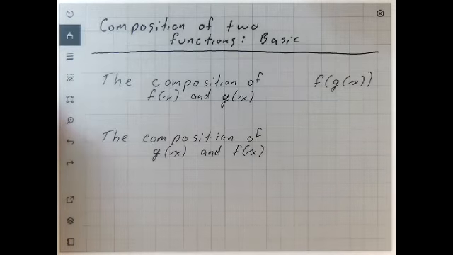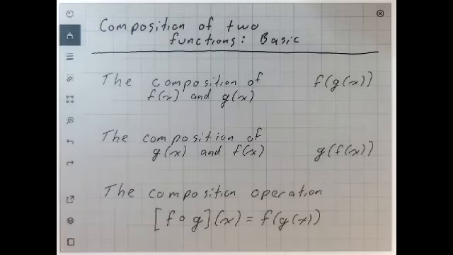We've also looked at the composition of g of x and f of x, noticing that the order that you state the two functions matters. Now, just like we have with addition, subtraction, multiplication, and division, it's going to be useful to think of the composition of two functions as a new function in its own right. In order to do that, we need notation for this new operation.